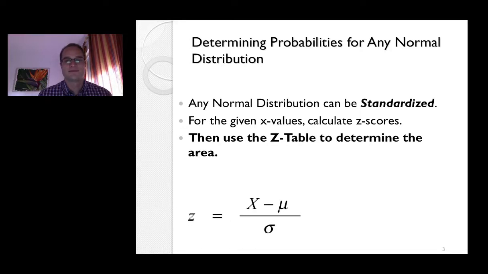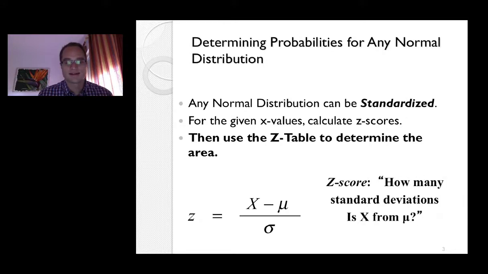Here's the formula. It's very simple. The numerator is x, the value, whatever number it is. That could be, let's say, 5.73 feet, or 5.13 minutes, minus the population mean, the center of that distribution, over the population standard deviation. And this is going to tell us how many standard deviations x is from the mean.